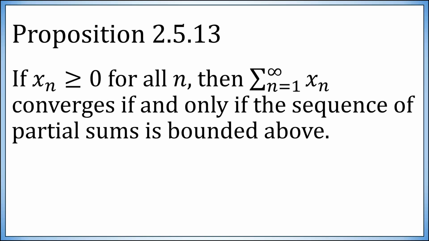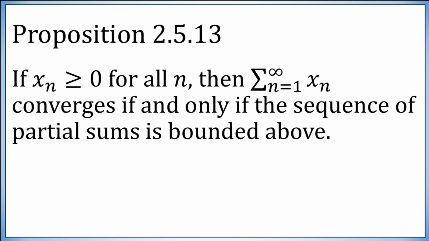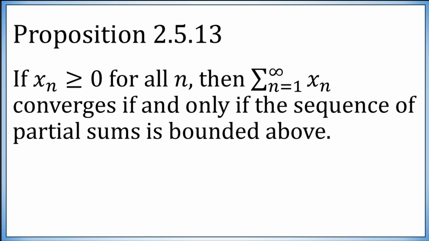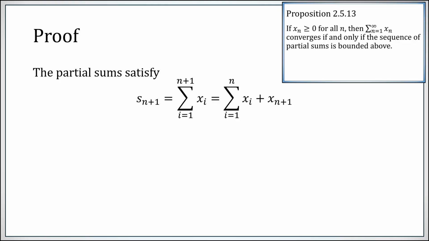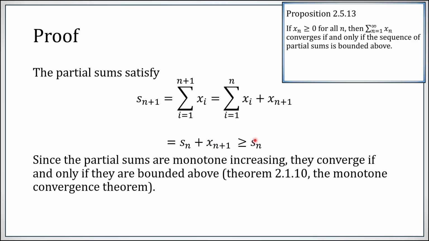Proposition 2.5.13. If xn is a sequence of non-negative numbers, then the associated series converges if and only if the sequence of partial sums is bounded above. There's not much to prove here. The partial sums always satisfy that one partial sum is the previous one plus a term. Since xn plus 1 is bigger than or equal to 0, the partial sums are now monotone increasing, and as we've already discussed, therefore they converge if and only if they are bounded above.